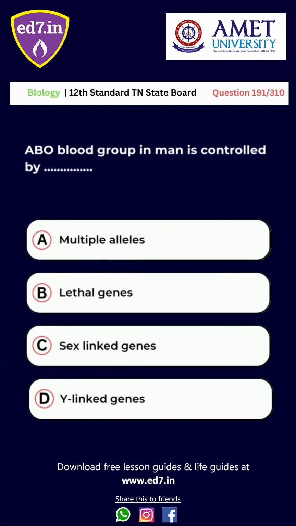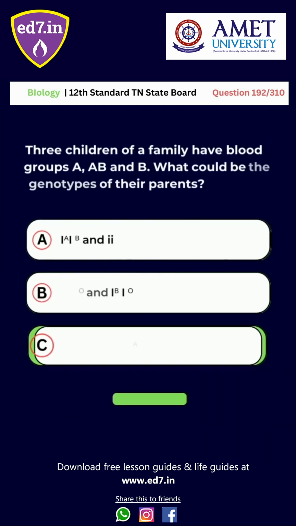Question number 191. ABO blood group in man is controlled by A. Multiple alleles. B. Lethal genes. C. Sex-linked genes. D. Y-linked genes. And the right answer is option A. Multiple alleles.